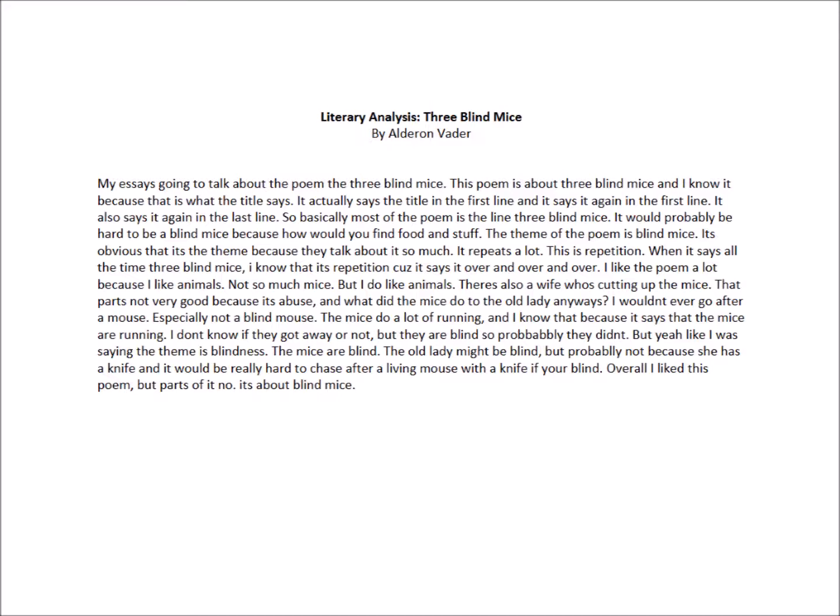The mice do a lot of running, and I know that because it says that the mice are running. I don't know if they got away or not, but they're blind, so probably they didn't. But yeah, like I was saying, the theme is blindness. The mice are blind. The old lady might be blind, but probably not because she has a knife, and it would be really hard to chase after a living mouse with a knife if you're blind. Overall, I like this poem, but parts of it no. It's about blind mice.